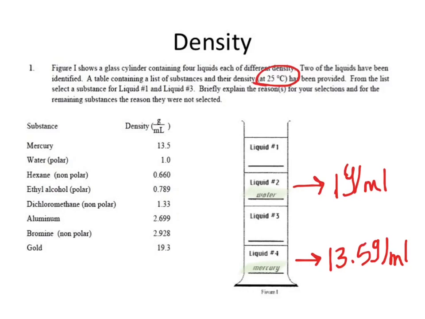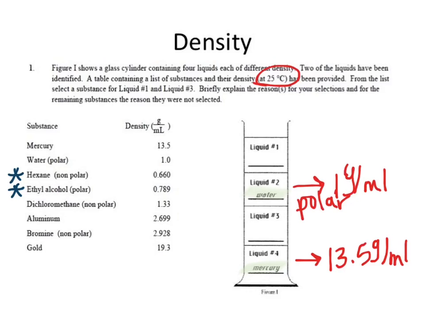What else do we know about water? This tells me a lot of information. It tells me density, but it also tells me what? It's polar, okay? We know that water is polar. All right, so looking at our liquids, what possibilities could liquid 1 be? Is it going to be lighter or heavier than water? Lighter. So liquid 1 could possibly be hexane, or it could be ethyl alcohol.